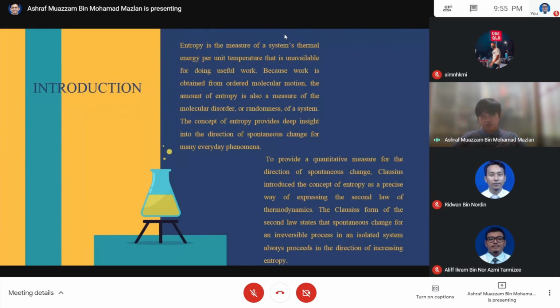In this topic, to provide a quantitative measure for the direction of spontaneous change, Clausius introduced the concept of entropy as a precise way of expressing the second law of thermodynamics. The Clausius form of the second law states that spontaneous change for an irreversible process in an isolated system always proceeds in the direction of increasing entropy.